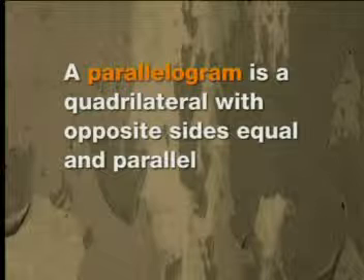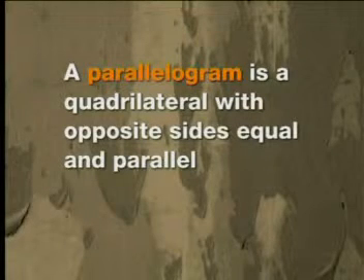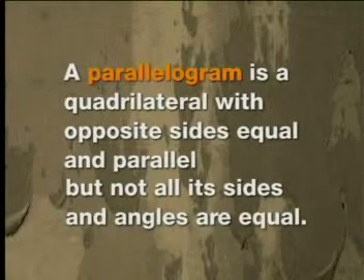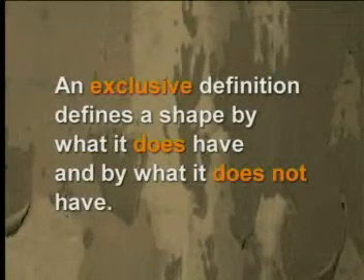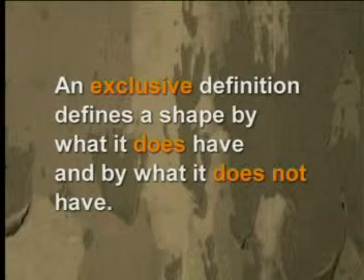Correct. And it's quite easy to change the definition to do this. We can change the definition to say, a parallelogram is a quadrilateral with opposite sides equal and parallel, but not all sides and angles equal. And that gives us an exclusive definition. You don't just define a shape by what it does have, you also define it by what it does not have, to keep it distinct or separate from all other shapes.